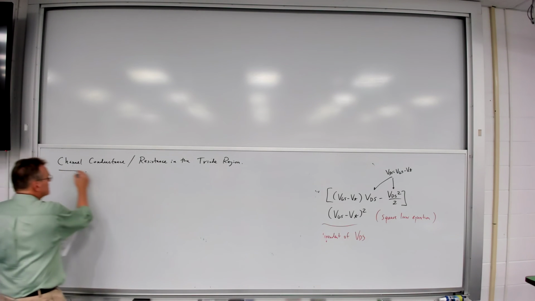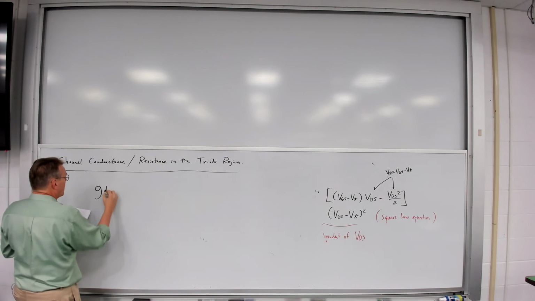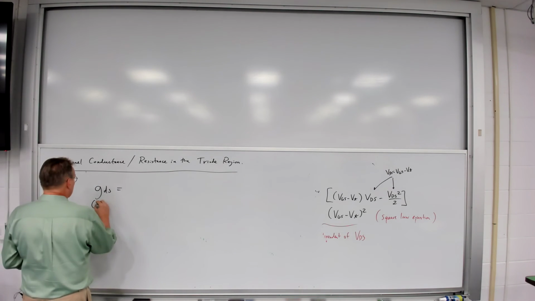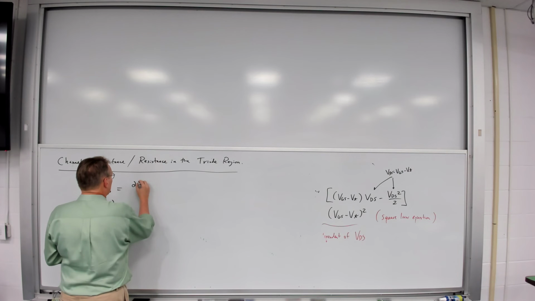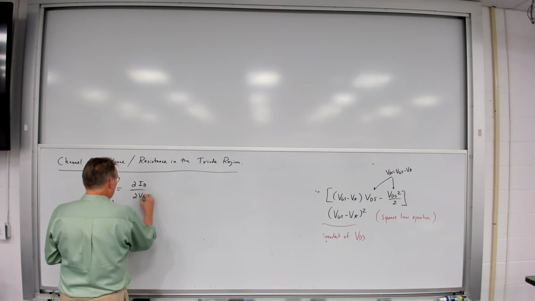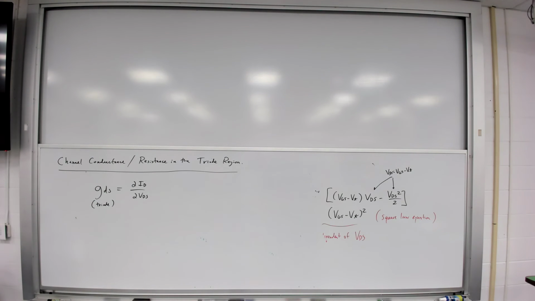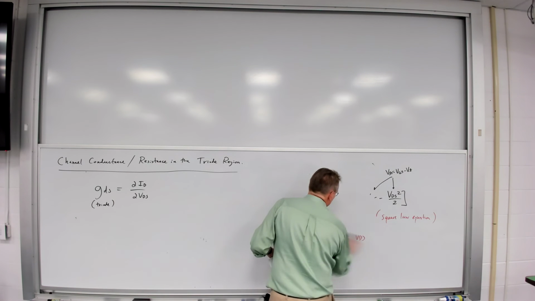So let's do a little definition here. I'm going to define the conductance between the drain and the source. And again, I'm assuming I'm in triode, so the channel is formed. So GDS in triode is going to be equal to the change in drain current with respect to the change in drain source voltage. All right, pretty straightforward definition. So for triode operation, I'm just going to use the triode equation.